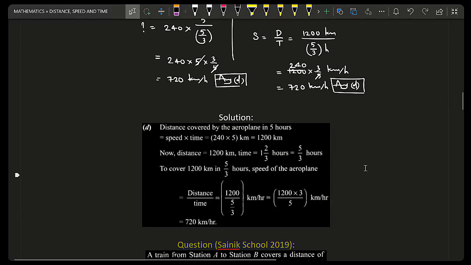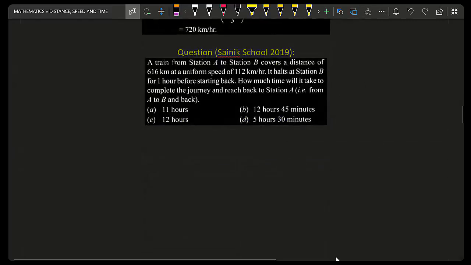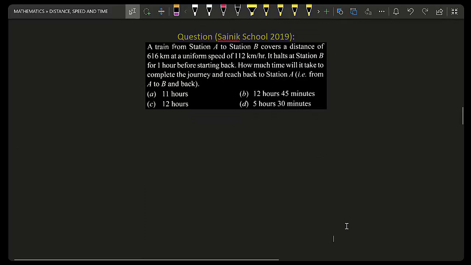So the textual solution, they found the distance first as we did in method number 2, and then they solved and got 720 kilometers per hour. And next, the 2019 paper, you got this question.